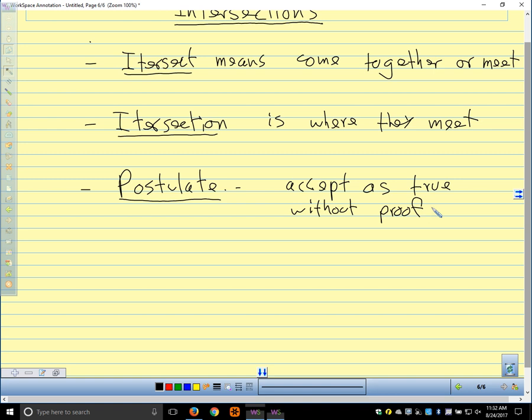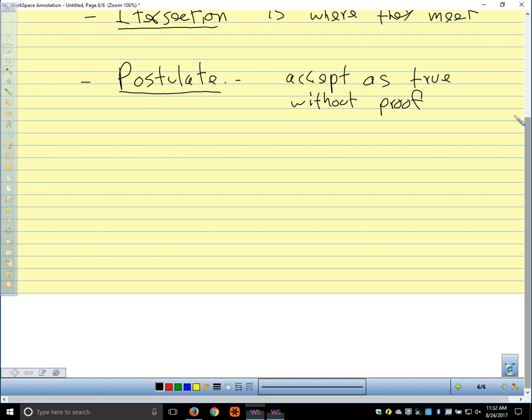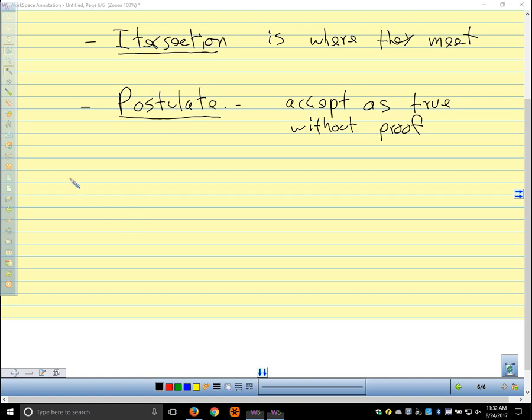So we need to start somewhere with geometry. The somewhere is with our undefined terms and then with our postulates. So we have some postulates today about intersections. And I think we can all figure out the postulates just by talking about them. So our first postulate. Two lines intersect. So let's think about two lines.